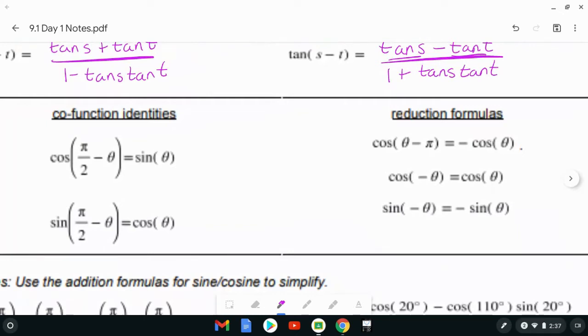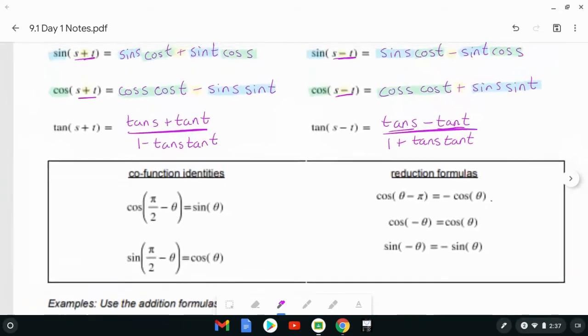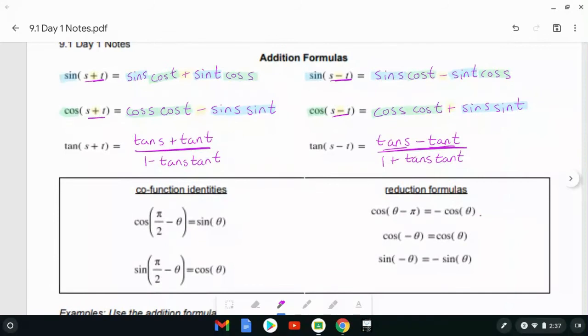The reduction formulas are also helpful. Specifically, cosine of the opposite of an angle is equal to the cosine of that angle, and sine of the opposite of that angle is equal to the negative sine of that angle. So these two in particular will also be helpful, but all of them can be used. Since these are identities and formulas, you can use these at any point because they have been proven to be true.